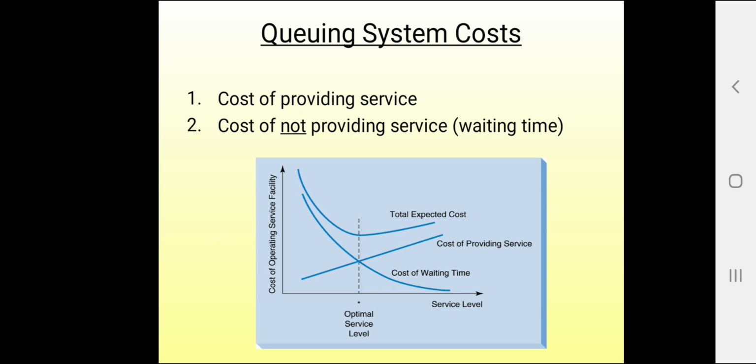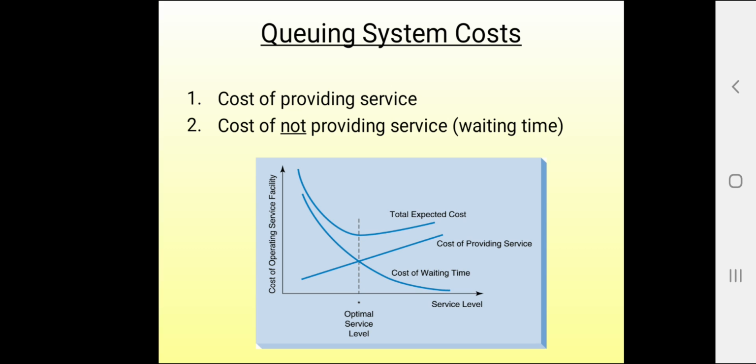So if we are not providing service, then waiting line is there, and more waiting, so there is a loss of orders, or customer is not satisfied with your service, so that is a loss. Okay, so here in this diagram you can see the three curves. One is downward curve, that is cost of waiting time. Cost of waiting time reduces as service level increases. Then cost of service providing increases as service level increases.